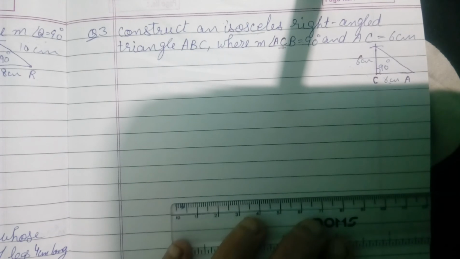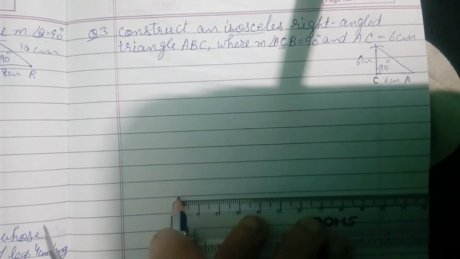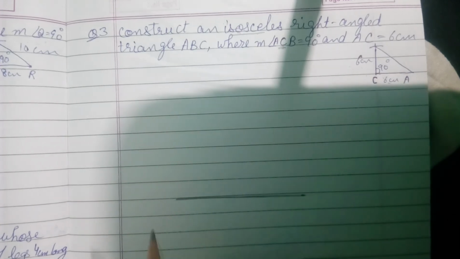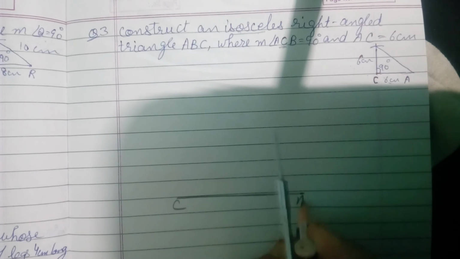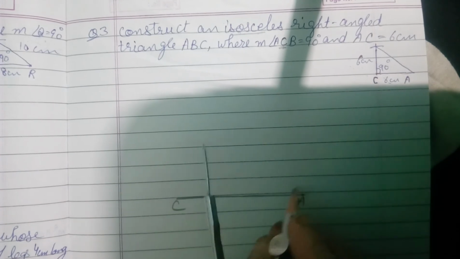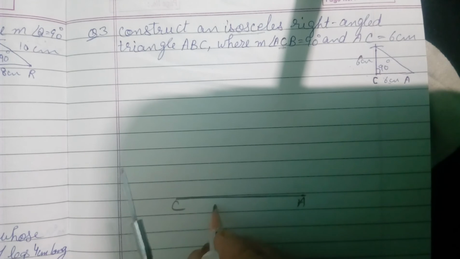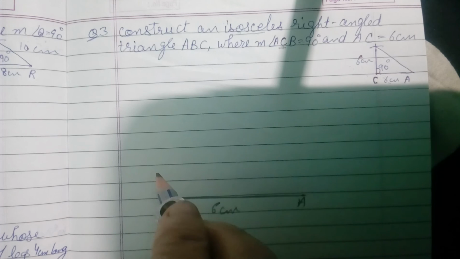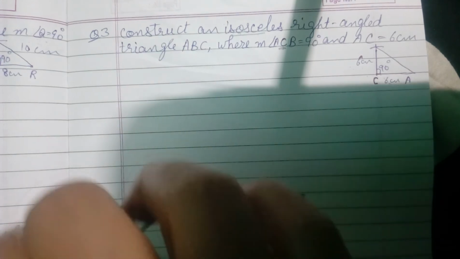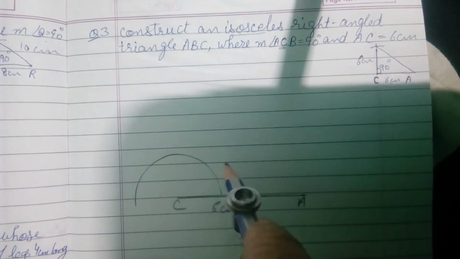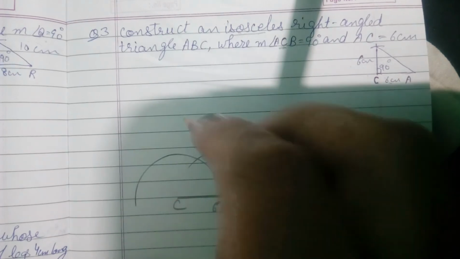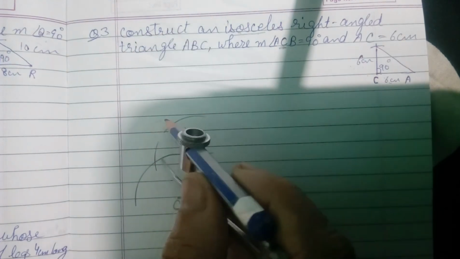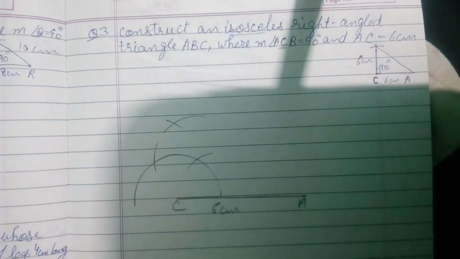Draw a line of 6 centimeter. Now name it CA. Here also, even if you write AC, then on this point you will construct an angle of 90 degree. It doesn't make a difference. Now on C, construct an angle of 90 degree. Always use compass, don't draw with protractor. Angles which are multiples of 15 should be constructed with compass.